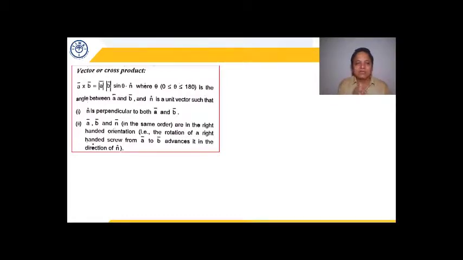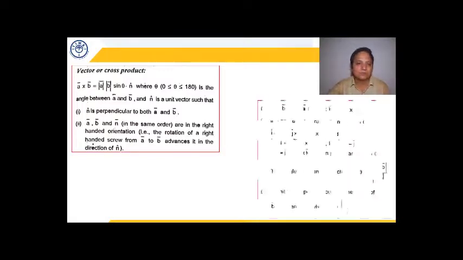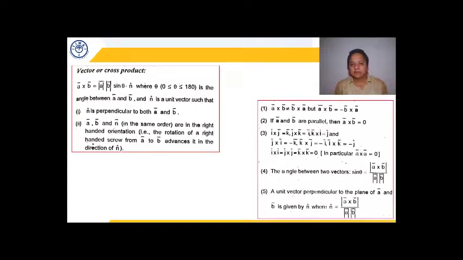A vector, B vector and eta, in the same order, are in the right-handed orientation. That is, the rotation of a right-handed screw from vector A to B advances in the direction of eta. So A cross B is modulus of A multiplied by modulus of B into sine theta into eta. Now we have certain points to remember. A cross B is not equal to B cross A, but A cross B is equal to minus of B cross A.